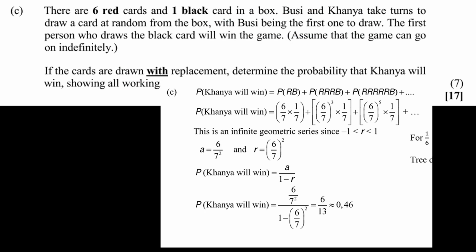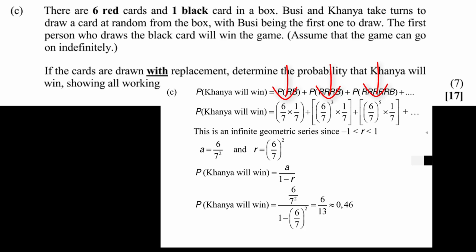So the probability that Kanya wins is the probability that red is drawn and then black is drawn, plus the probability that Busi draws red, Kanya draws red, Busi draws red, and Kanya draws black, plus the probability red, red, red, red, red, black, and this series goes on infinitely because it's with replacement. So let's put our numbers to it. The probability that Kanya wins is 6 over 7 times 1 over 7, plus 6 over 7 cubed times 1 over 7, plus 6 over 7 to the power of 5 times 1 over 7, and so on.